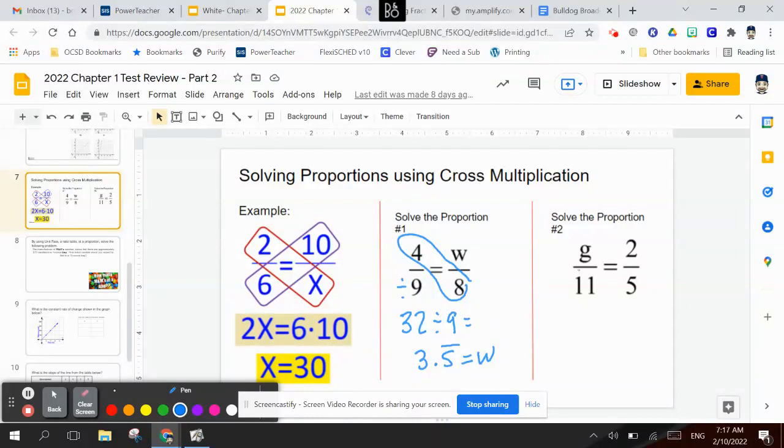Same thing here. I'm going to cross multiply. 11 times 2 is 22. I divide that by the only number I have left, which is 5. 22 divided by 5 is 4.4, and 4 and 4/10 equals G.